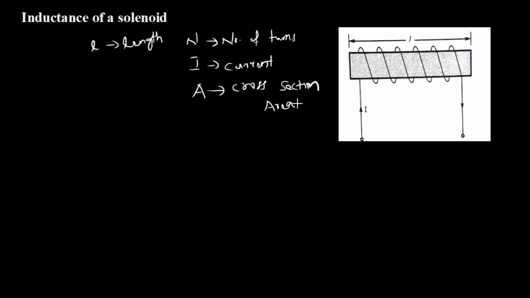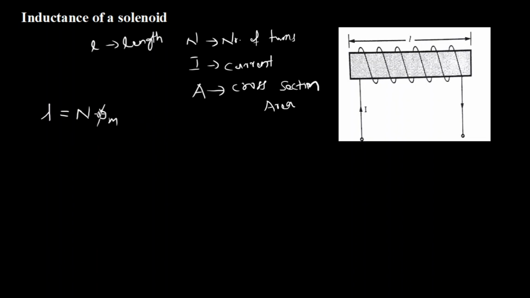Keeping these things in mind, what would be the total flux linkage? I am interested in finding the inductance, which is the ratio of total flux linkage to the total current flowing. So I need to find the total flux linkage, given by lambda. Lambda is nothing but the total turns multiplied by the total flux, phi m. Since we are talking about magnetic flux, representing it as phi is fine. So I get the total flux linkage N phi.